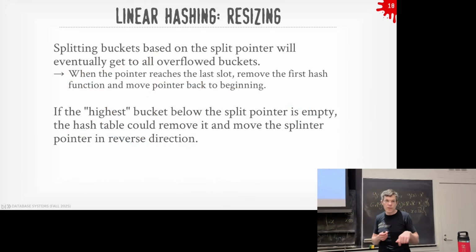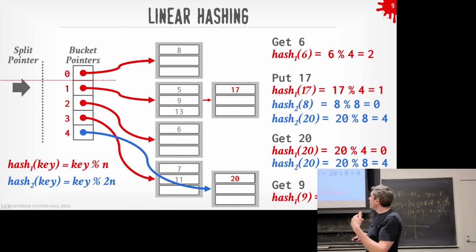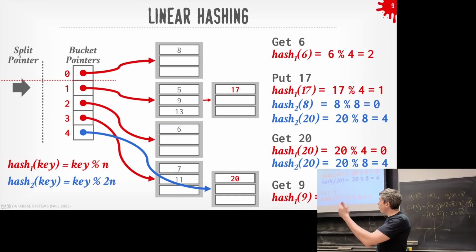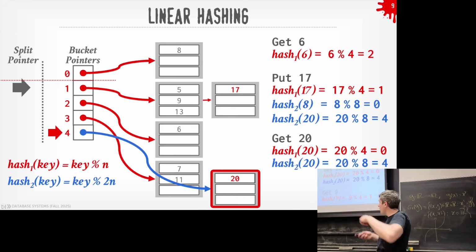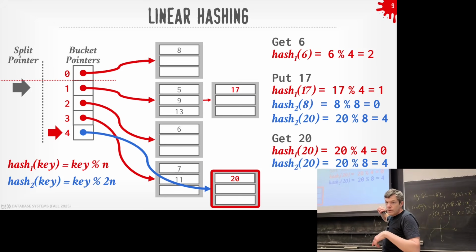Yes? So the question is, is the decision of when to use hash 1 or 2 based on whether it is above the split pointer? It has to do with what the first hash function points at. So going back here, I always have to hash with the first one. I hash the first time, I get 0. 0 is less than 1, where the split pointer is pointing, so I know I have to go to the second hash function.